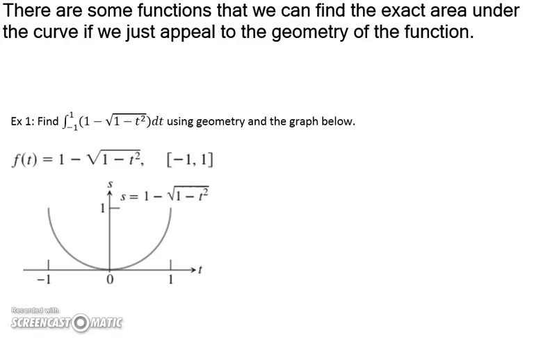So if we're looking at example 1, it says find the integral from -1 to 1 of the quantity 1 minus the square root of 1 minus t squared with respect to t using geometry in the graph below. That whole "find the integral from -1 to 1" just means we want to find the exact area from here to here under this curve. So we want to find the exact area of all of this stuff here and the exact area of all of this stuff here.